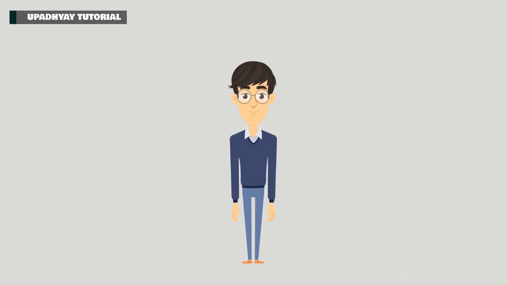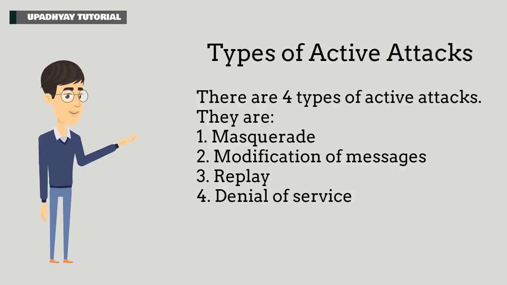Let's get started. As discussed in the last video, we know that there are four types of active attacks, namely, Masquerade, Modification of Messages, Replay and Denial of Service. We are going to learn each one of these in detail with the help of suitable examples. So, let's dive deep and understand what these mean.